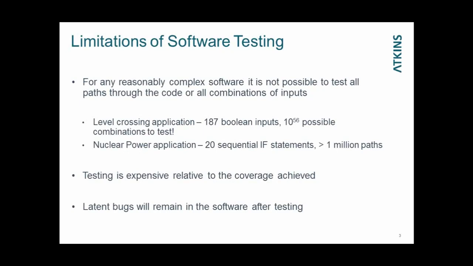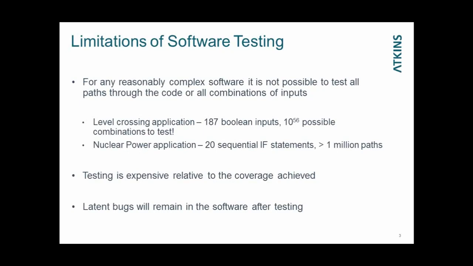A nuclear power application I worked on a few years ago had 20 sequential if statements. Perfectly good bit of code, actually. There was a very good reason why the design had gone that way. If you actually work out how many paths through the code, so how many combinations of all the trues and falses in those if statements, you get over 1 million paths through the code. And again, I would argue that's going to take quite a while to actually test all 1 million of those, and possibly is not affordable, not achievable. So, these are not unreasonable pieces of software where these problems occur.